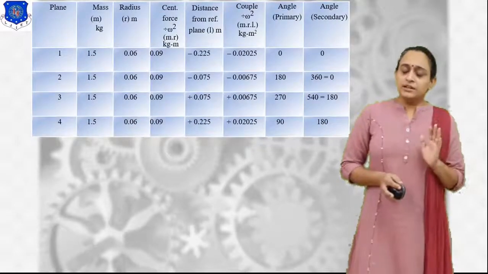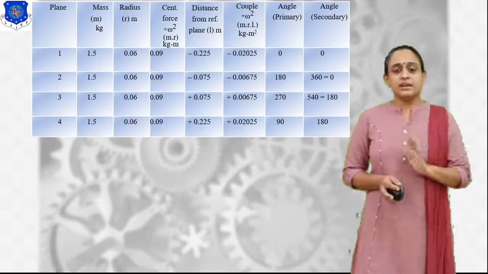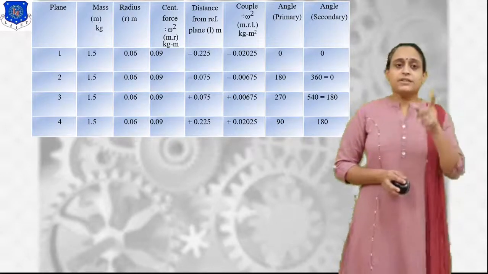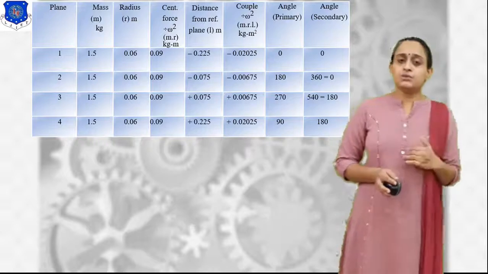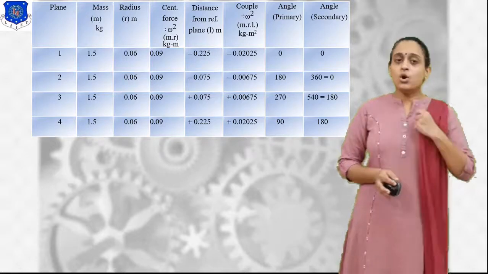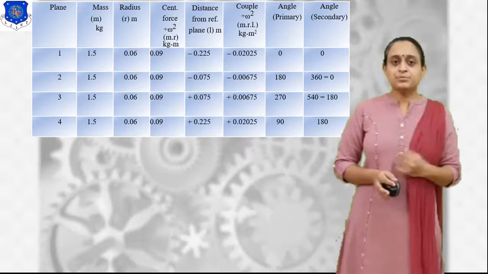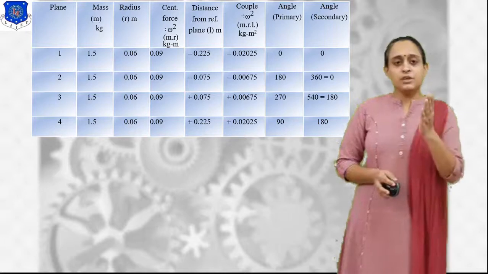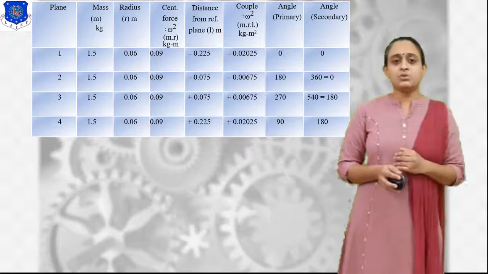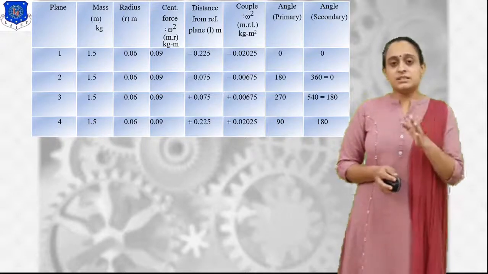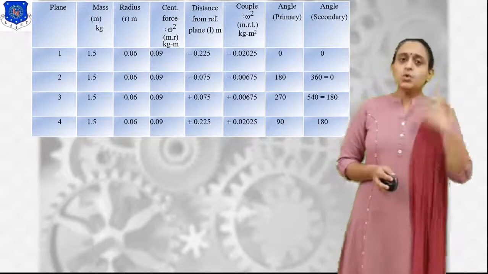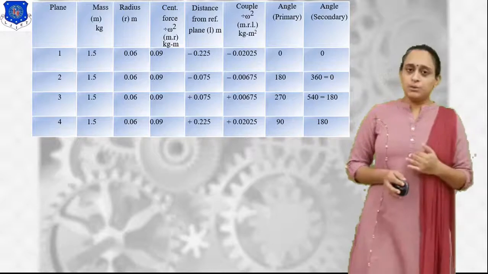Here we have to calculate primary as well as secondary, so we have to take both the primary and secondary angles. Now the planes are 1, 2, 3, 4. Masses: all masses are the same, 1.5 each. Radius: all radii are the same, 0.06. Centrifugal force divided by omega square, so we multiply m and r and get 0.09. Now the distance with respect to the reference plane. As we have drawn in this diagram, here is the distance. So 2 values are negative and 2 values are positive.